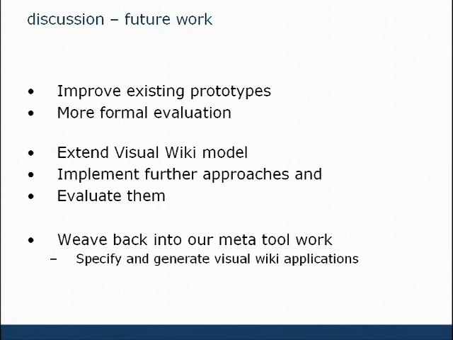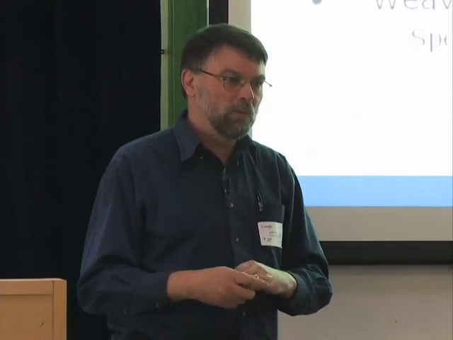We'd like to extend the Visual Wiki model further to explore some of the other parameters that weren't mentioned, that were in that larger table that I showed there. Implement those further approaches and then evaluate them as well. And then coming back to ASE and the more familiar meta-tool work that you guys know John Grundy and I for, we'd very much like to weave this work back into that meta-tool work. And what we have in mind is the ability to generate Visual Wiki applications using the meta-tool structures that we've developed. So thanks for the opportunity to talk, and happy to take any questions.